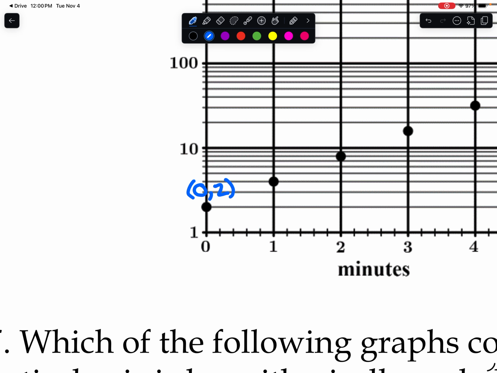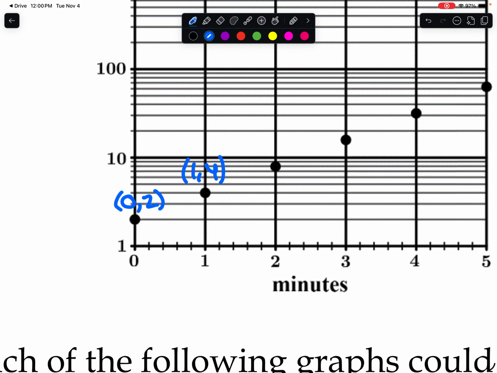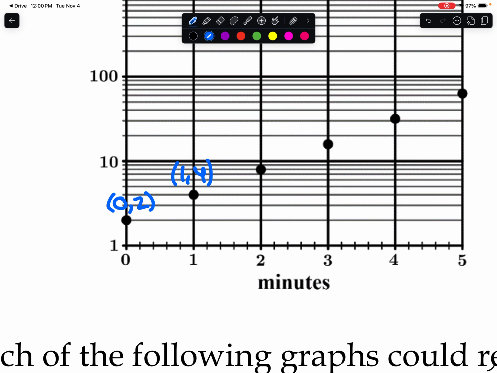And then if I look at the next point, we have 1, 2, 3, and then 4. So this would be (1, 4). And then based on the next point, this is going to be 1, 2, 3, 4, 5, 6, 7, 8. So this is going to be (2, 8).